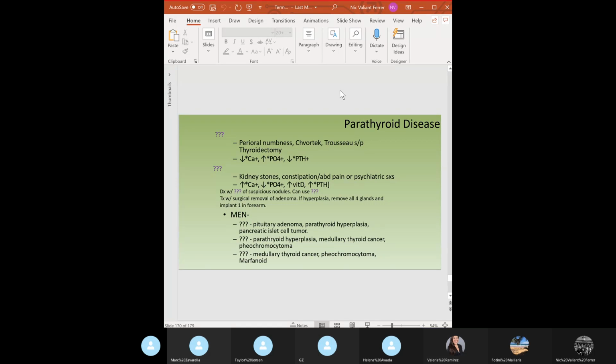Wow. What supplies blood to all 4 parathyroid glands? Think thyrocervical trunk. Inferior thyroid artery. What's the most common cause of hypercalcemia in outpatients? We talk about this one. Hyperparathyroidism.